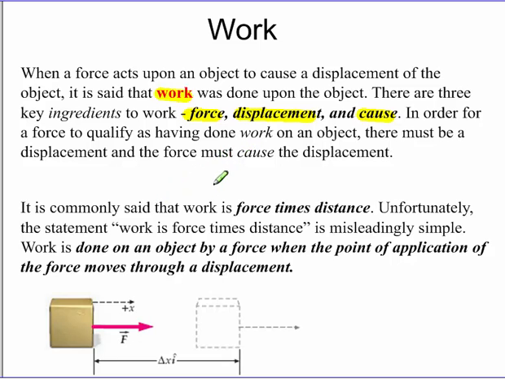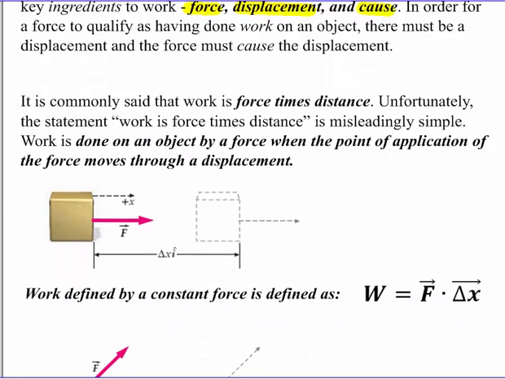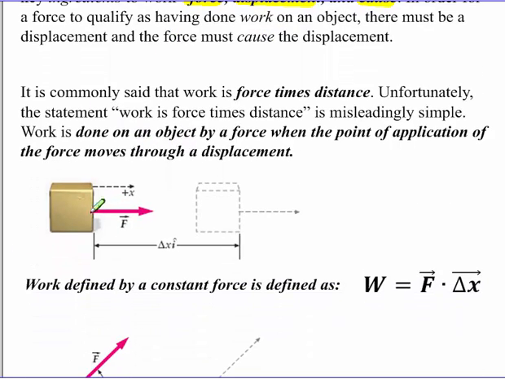It is commonly said that work is force times distance. However, I want you to not really use that term because it's a little bit misleading, because the definition of work done on an object by a force is when the point of application of the force moves through a displacement. Being, if I have a force here and I apply it to this object, and this object moves from this location to this location, then the amount of work is nothing more than the product of the force and the displacement.